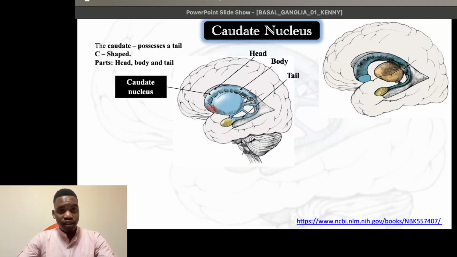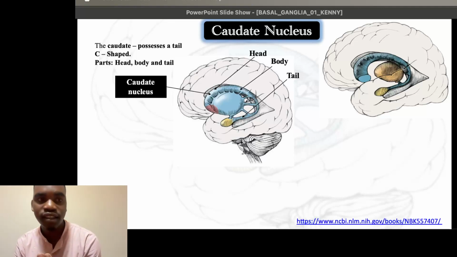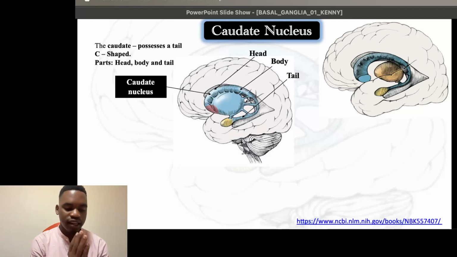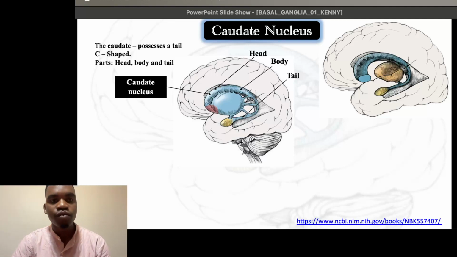So the caudate nucleus, now I'm repeating one more time. It is called the caudate because it has got a tail. Caudate comes from the word cauda. And this is to emphasize that it possesses a tail, and this is the tail of the caudate nucleus. So the caudate nucleus has got the head here. This is the head of the caudate nucleus, and this is the body of the caudate nucleus, and this is the tail of the caudate nucleus.